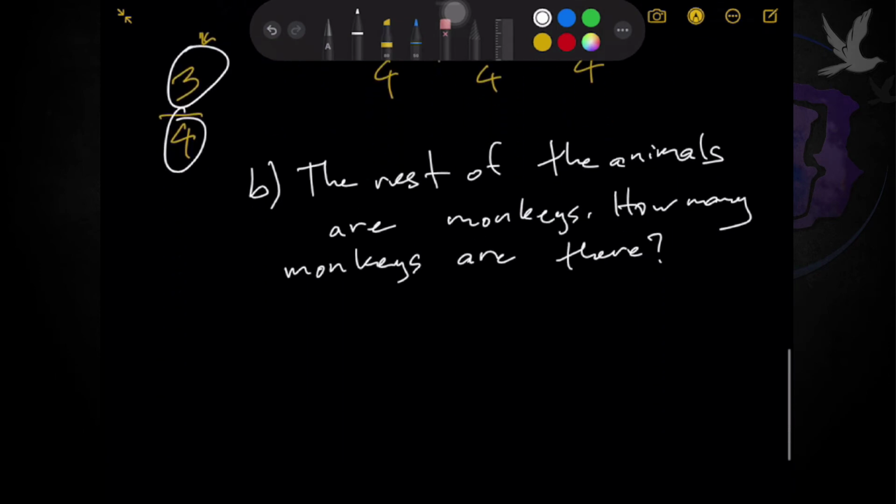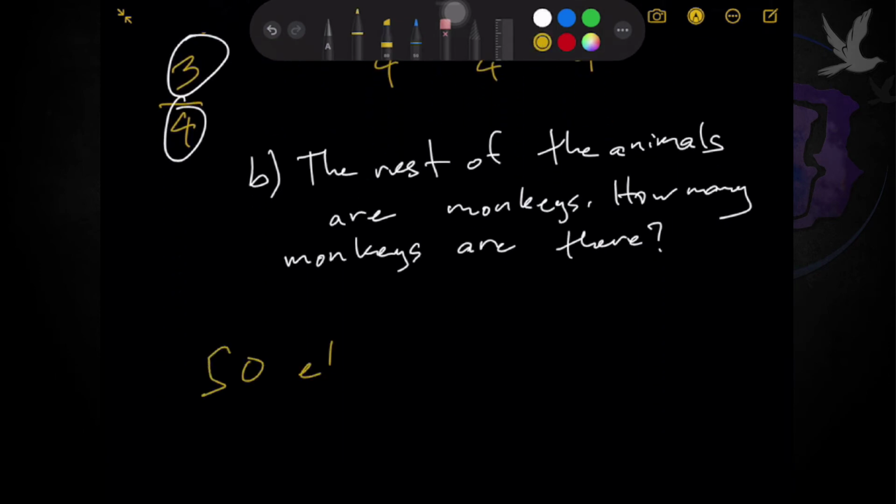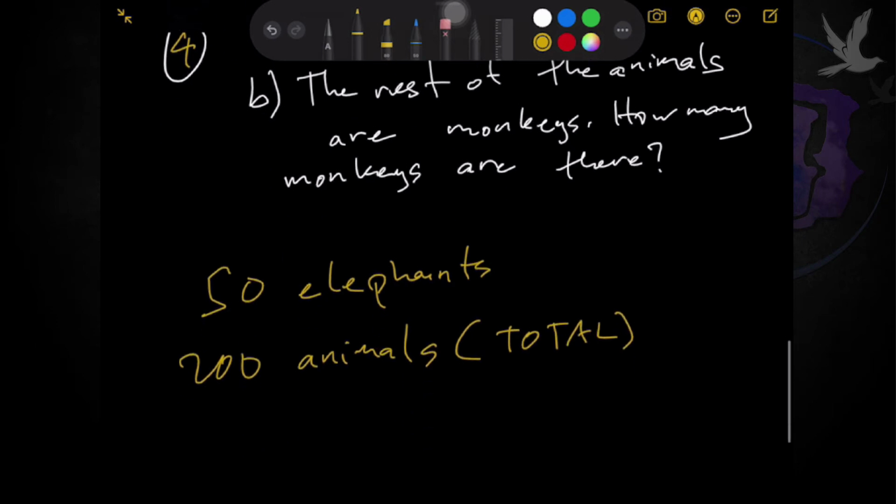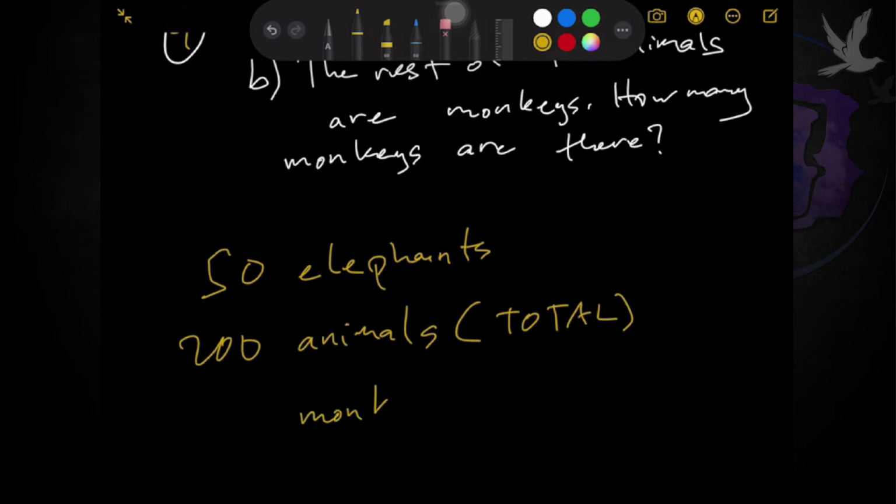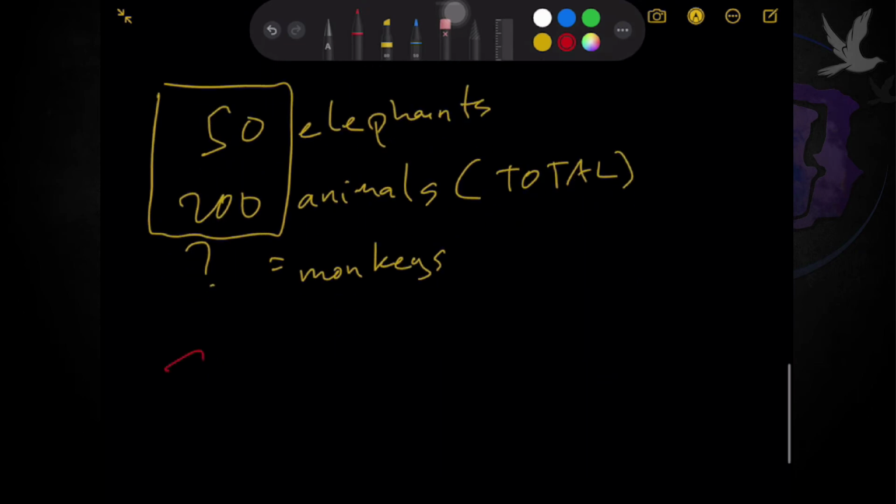You knowing that there are 50 elephants, and there are 200 animals in total, okay, total yan. So, ilan nga ba ang monkeys? Because of this data alone, you will be able to know that to get the number of monkeys, all you need to do is just get the total and subtract the 50 elephants from there, which you are now left with 150. So, ibig sabihin there are 150 monkeys.